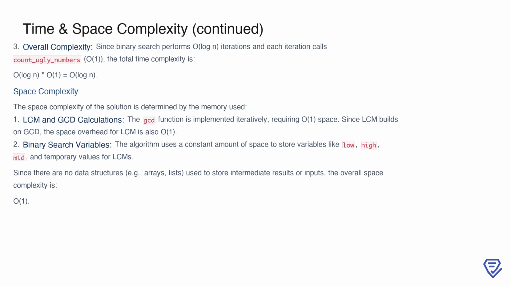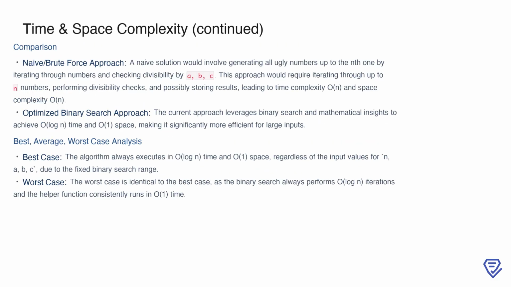Since the algorithm does not rely on data structures like arrays or lists to store intermediate results, the overall space complexity is O(1). When comparing approaches, the naive or brute force method would involve generating all ugly numbers up to the nth one by iterating through numbers and checking for divisibility by a, b, c. This would require iterating through up to n numbers, performing multiple divisibility checks, and possibly storing results, leading to a time complexity of O(n) and a space complexity of O(n).